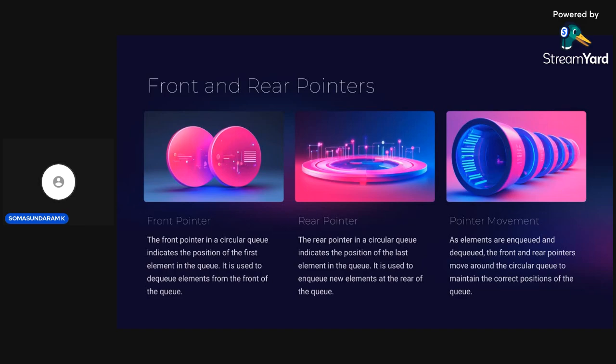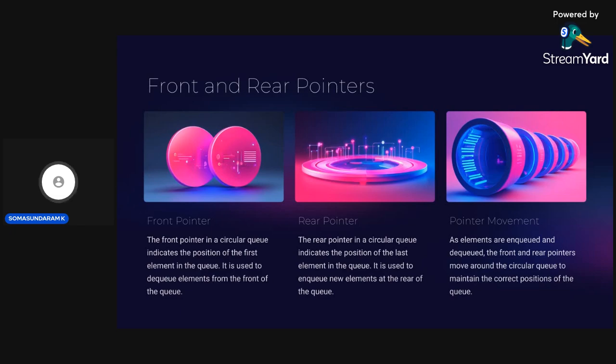Front and rear pointers. The front pointer in a circular queue indicates the position of the first element in the queue. It is used to DQ elements from the front of the queue. As in linear queues, front points to a position which is one less than the actual front of the circular queue. Both front and rear are initialized to 0.